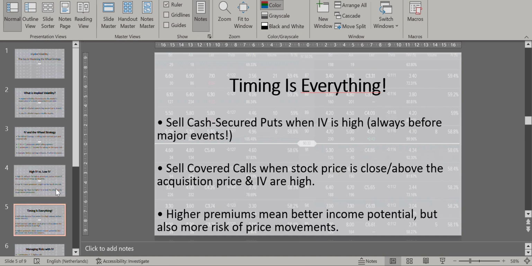And so, as I mentioned, to reinforce this idea: the timing is really everything. When you sell cash-covered puts, you ideally want to sell them when the expected volatility is high. Always trade up until the date in which those volatility events come around, be it earnings announcements or economic data releases.